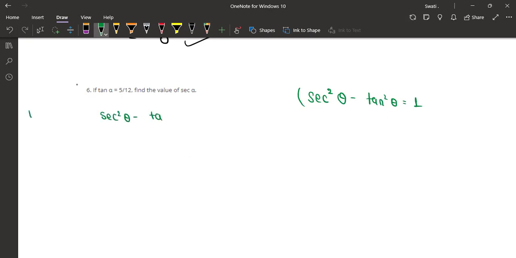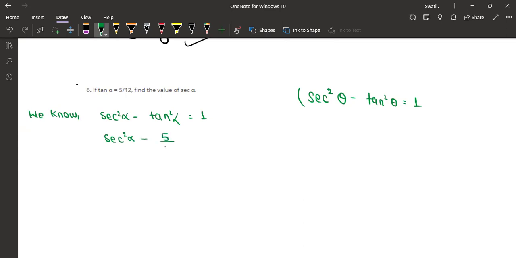You can just start by writing, we know sec square theta minus tan square theta is equal to 1. Because here it is in terms of alpha, instead of using theta as the angle, we can just use alpha, right? So we know sec square alpha minus tan square alpha is 1. And we have to find out the value of sec alpha. So we'll write sec square alpha as it is minus, tan alpha is 5 by 12.